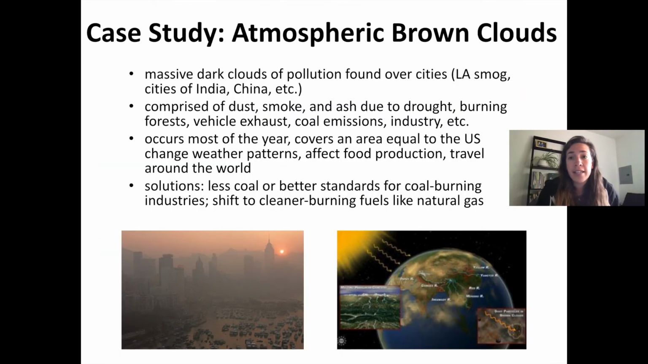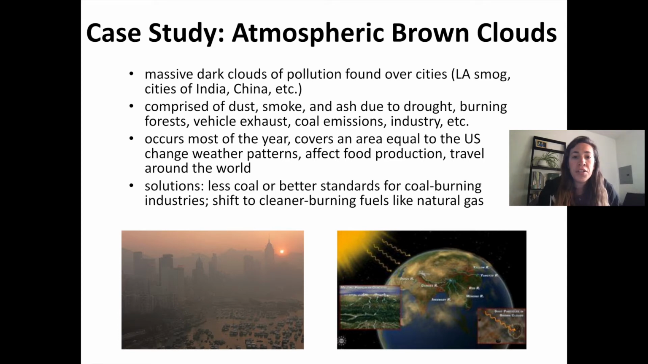One of the case studies highlighted in your text is atmospheric brown clouds. These are massive, in other words, they can be seen from space during certain seasons, and they're caused by different types of smog or air pollution. They're usually made up of dust, smoke, ash, and they come from vehicle exhaust, the burning of coal, and industry emissions.